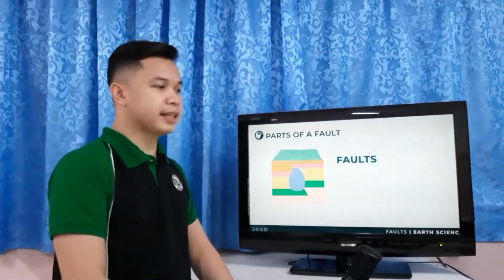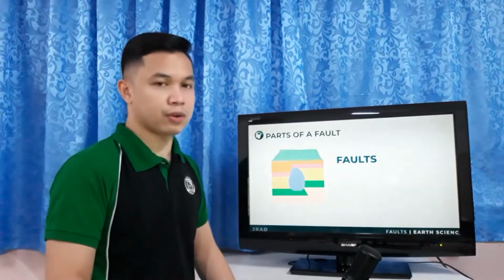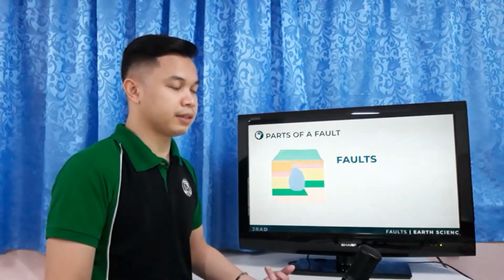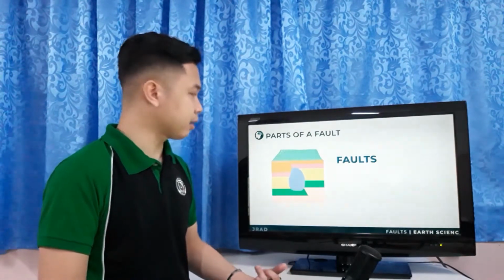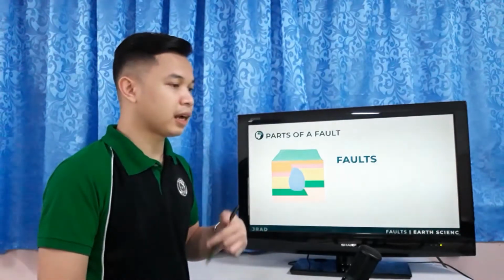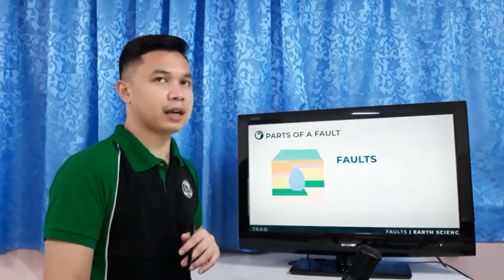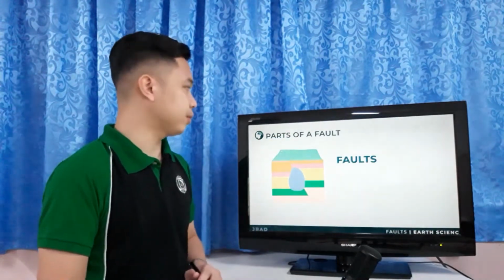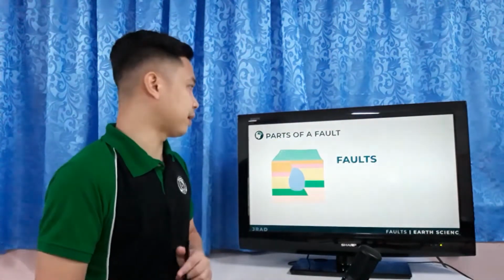Now, let us identify the parts of the fault. When we talk about parts, we will learn more about why there is movement, why there is shaking, and why there are changes in landforms. So, let us first identify the parts of a fault.